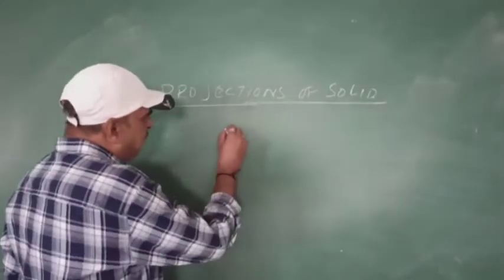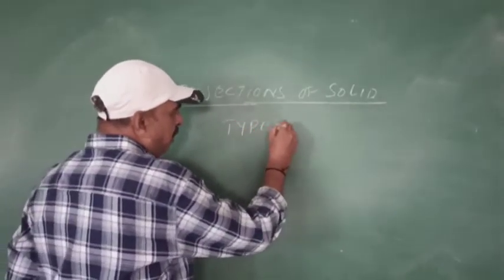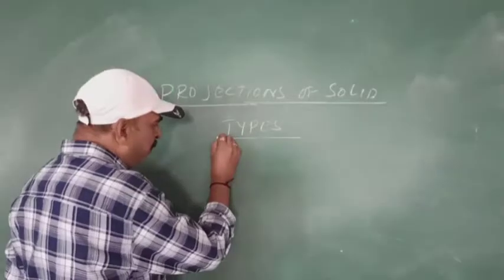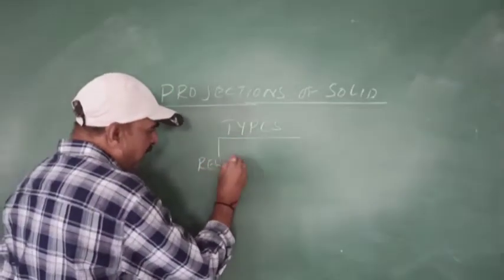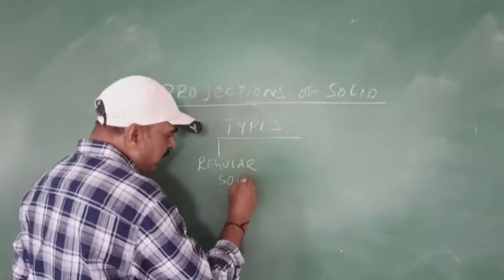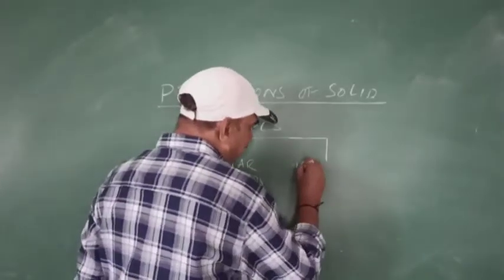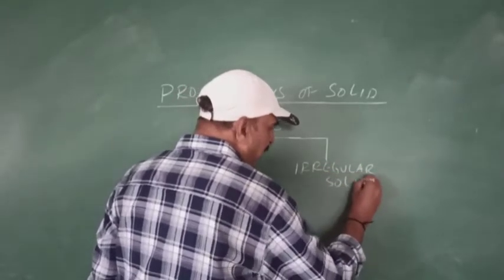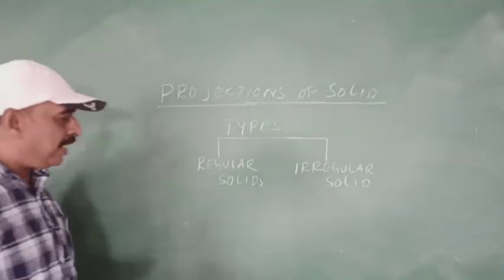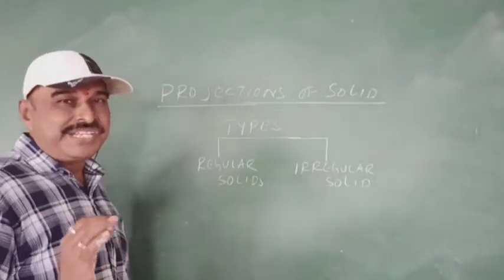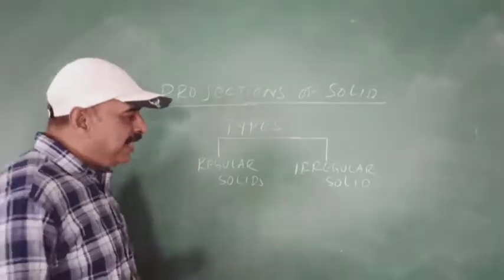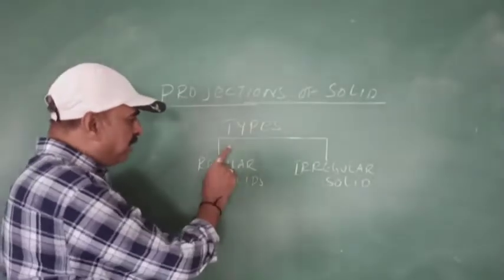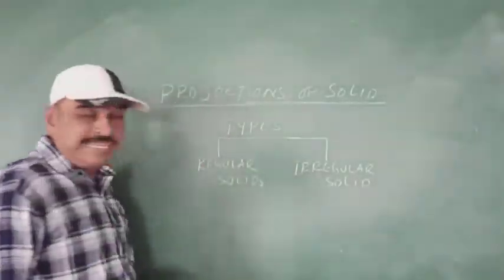Then, what are the different types of solids? Solids are mainly grouped as regular solids and irregular solids. Regular solids have some regular shape. Irregular solids don't have any particular shape.